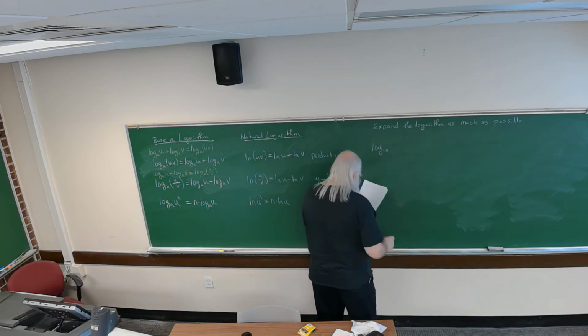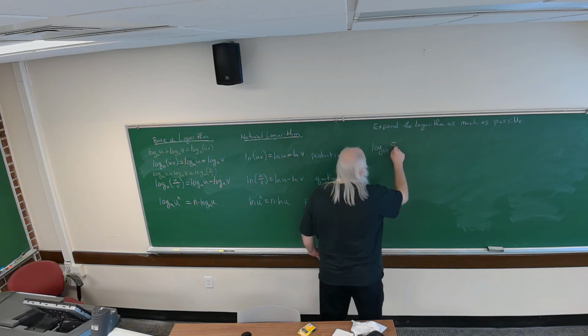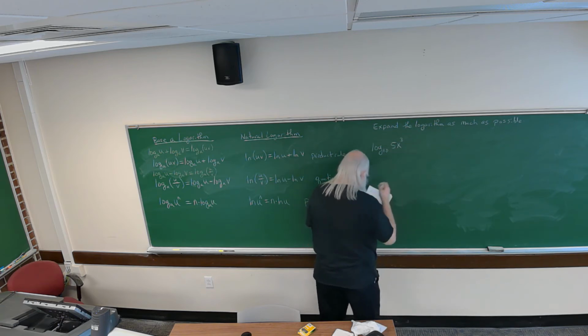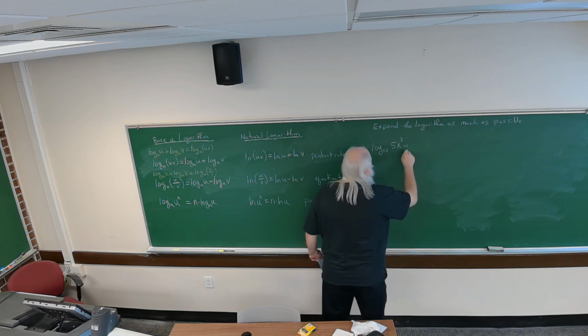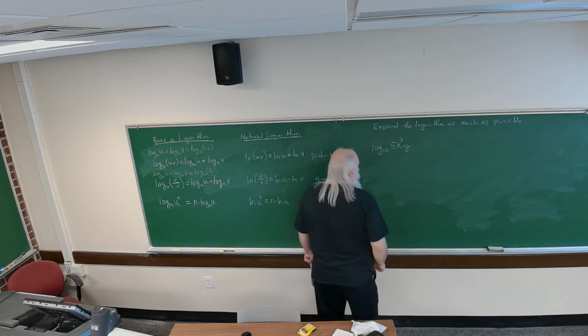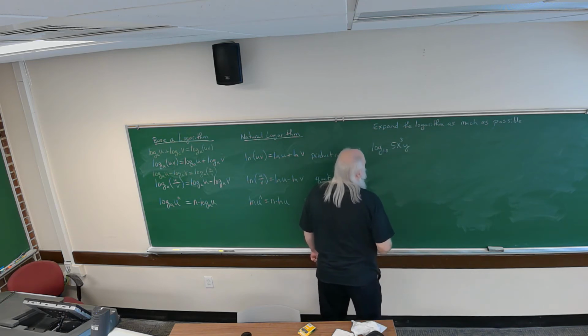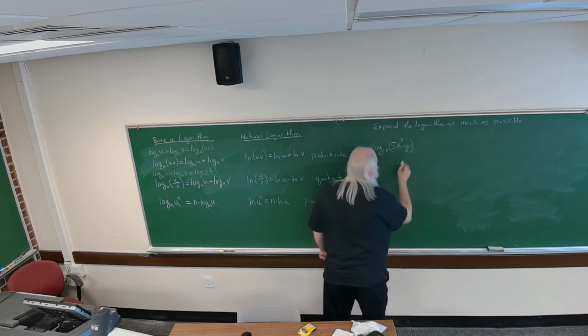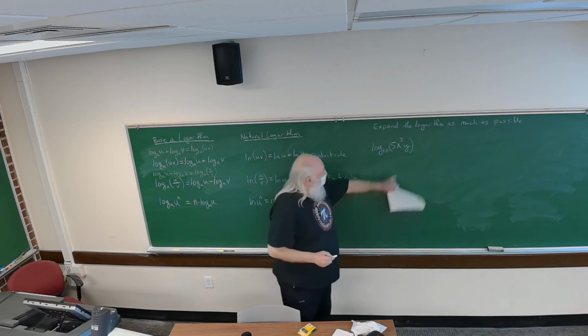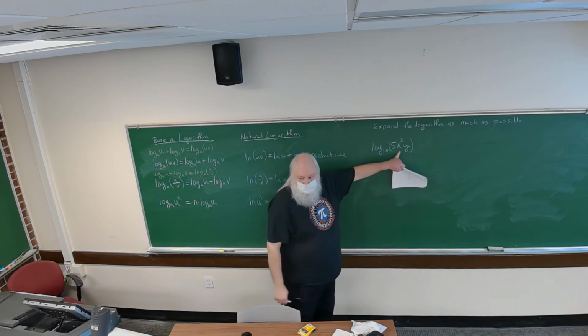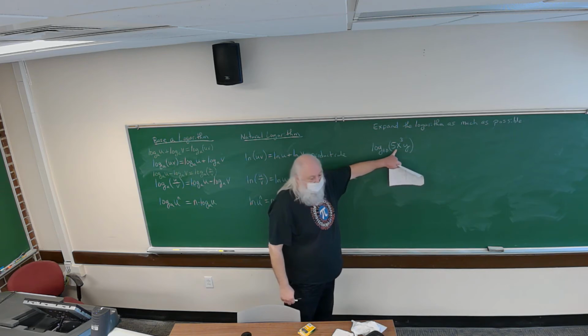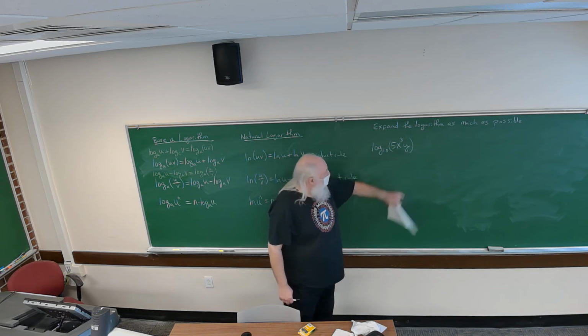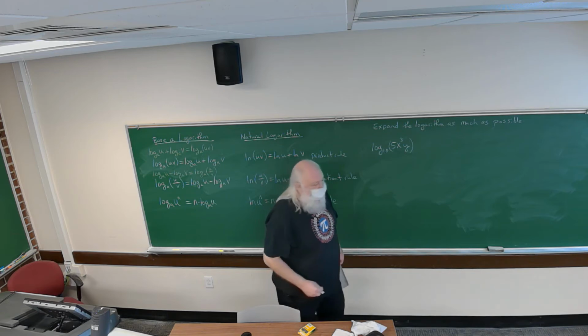All right, so in the first problem, we have log base 10 of 5x cubed times y. Okay? So you should think of this as taking log base 10 of this entire quantity, right? It's not just log base 10 of 5. It's log base 10 of this entire product, 5 times x cubed times y.